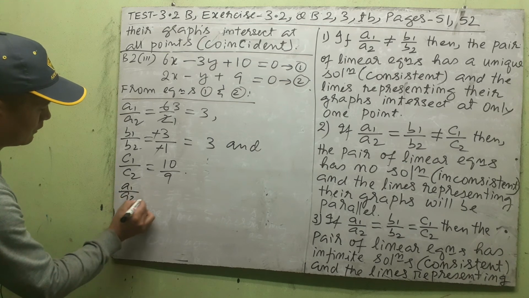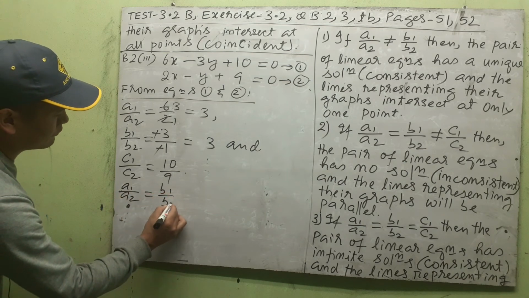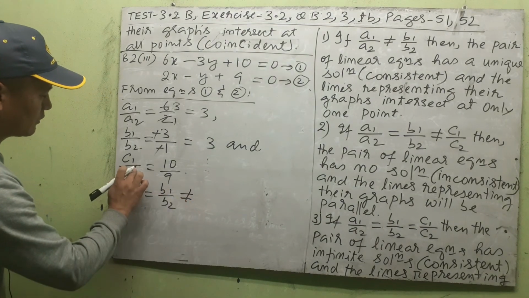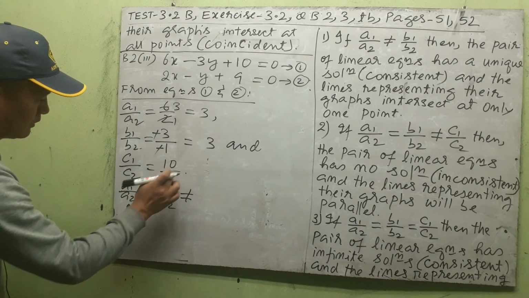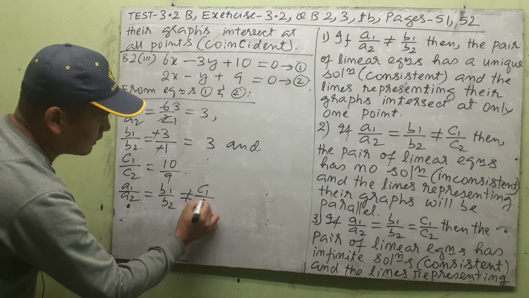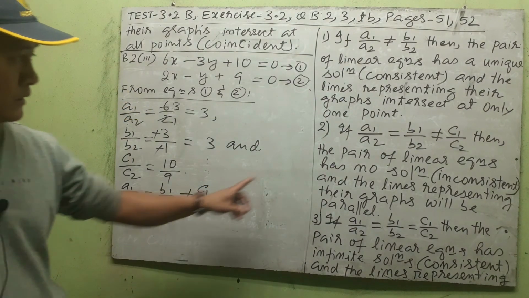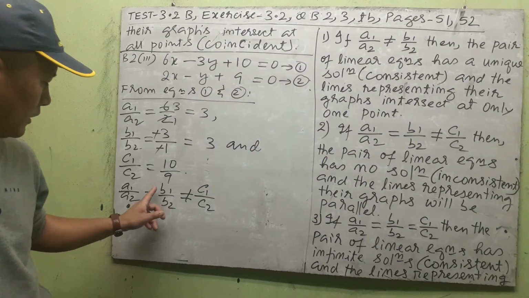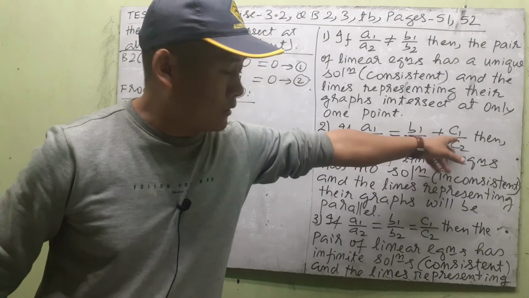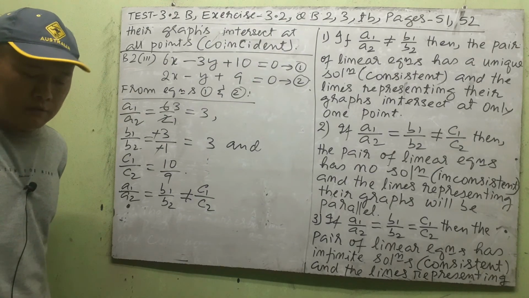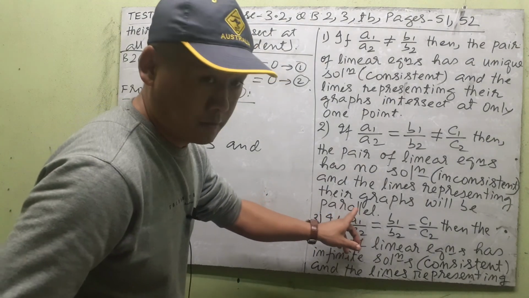So we see clearly that here A1 by A2 is equal to B1 by B2, because both are 3 plus 3. But these two are not equal to 10 by 9. 3 is not equal to 10 by 9, means not equal to C1 by C2. So which is this condition? This one, see. A1 by A2 equal to B1 by B2, not equal to C1 by C2. Then the question is saying intersect at one point, parallel or coincident. So definitely parallel. You can see the word parallel here.